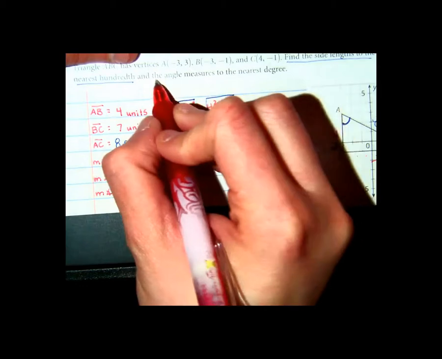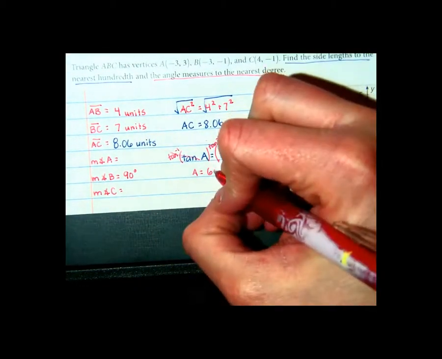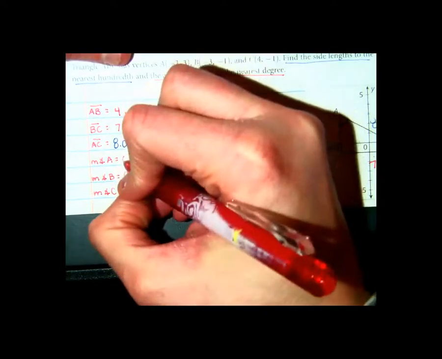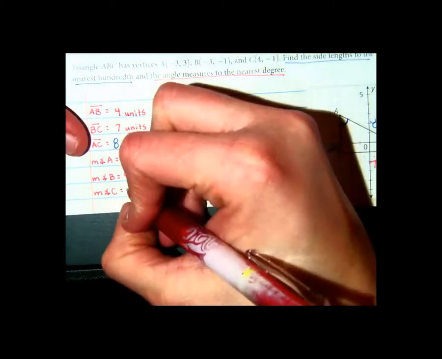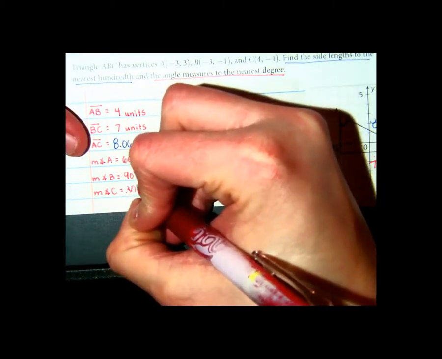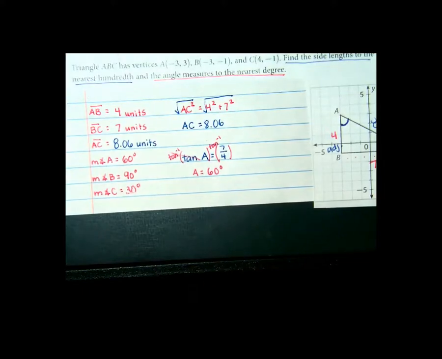It says the angle measure needs to be rounded to the nearest degree. That means whole number. 60. Cool. 60 degrees. Do I have to use trig to find angle C? No. How do I find angle C? 90 plus 60 is 150. 180 minus 150. You also can just subtract 60 from 90. You can do that in every right triangle. 30 degrees. I have found all 6 pieces.